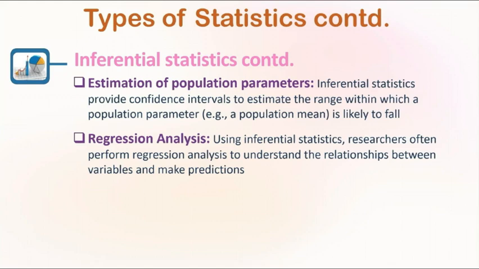Estimation of population parameters. Inferential statistics provide confidence intervals to estimate the range within which a population parameter, such as a population mean, is likely to fall. Regression analysis. Using inferential statistics, researchers often perform regression analysis to understand the relationships between variables and make predictions.